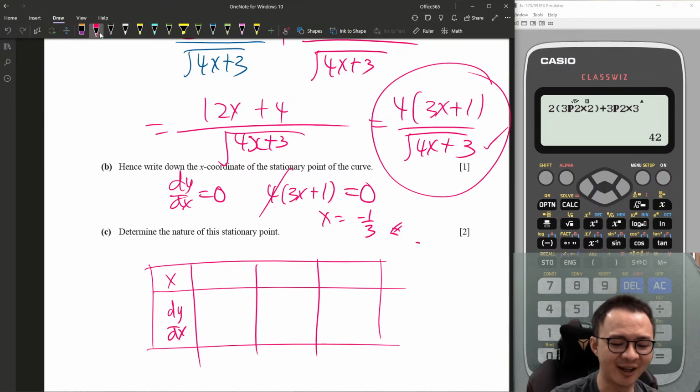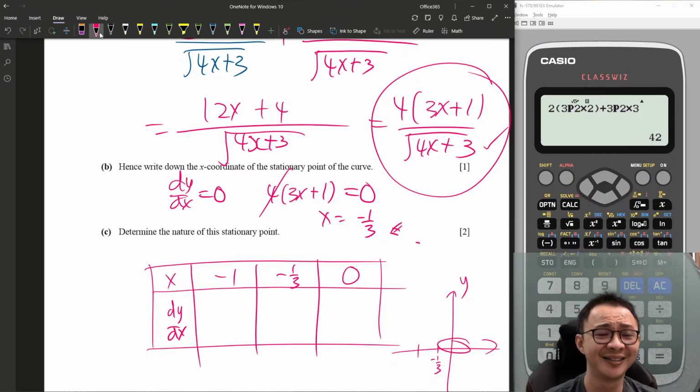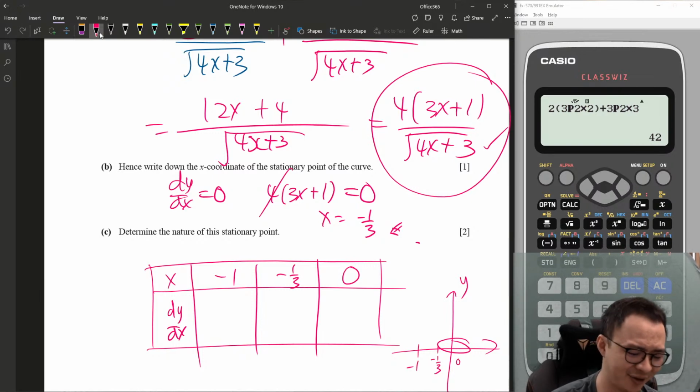Okay, so just now our stationary value is negative 1 over 3. So I want to know any value less than negative 1 over 3, I mean before it, like this is a number line, right? This is the axis. So negative 1 over 3 is here. If I want to take any value after negative 1 over 3, I can take 0. 0 is after negative 1 over 3, right? And any value before negative 1 over 3, maybe I can take negative 1. Negative 1, is it before negative 1 over 3? Isn't it? Yeah, it is. Negative 1 and 0. Okay, and you can take any value you want. I just take the simple value.